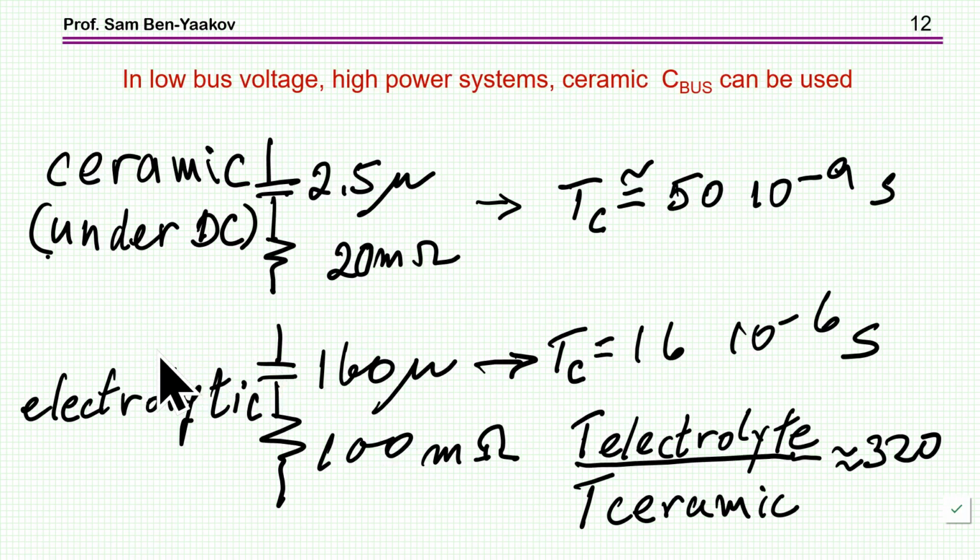So now I'm comparing two capacitors: a ceramic capacitor and an electrolytic capacitor. They are chosen for the same type of current. Obviously here you'll put some in parallel. And what we see is that the time constant of this ceramic capacitor is 50 times 10 to the minus 9. For the electrolytic it is much larger, 16 times 10 to the minus 6, and the ratio is 300. So we can already see, although we're going to go into it in more detail, that ceramic capacitors are more prone to instability because of the lower time constant.